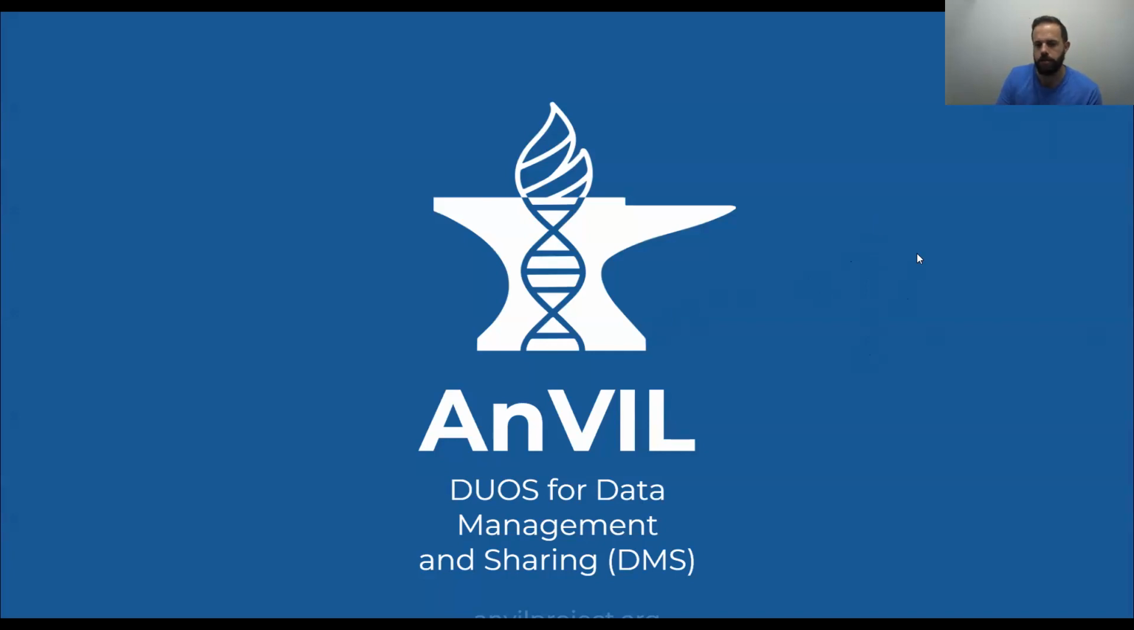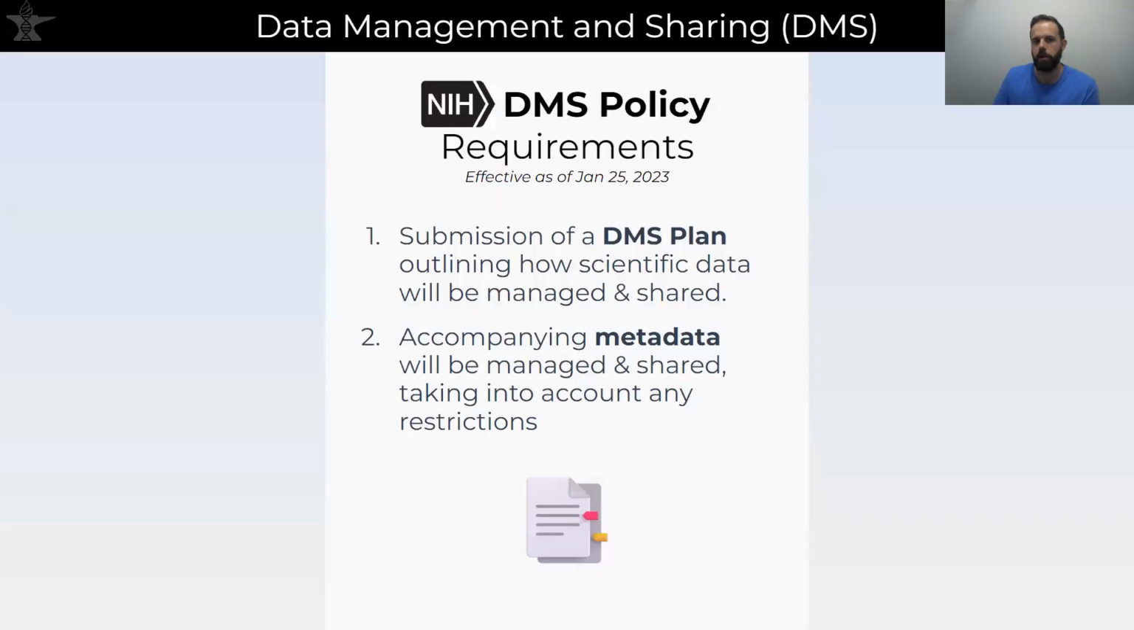So going in a little bit further, the NIH DMS policy, the data management and sharing policy, became effective on January 25th of 2023. Some key components of this policy and its requirements are that investigators are now required to submit a data management and sharing plan at proposal time that's reviewed as a part of the administrative review in the proposal process. And if the grant is awarded, it becomes a term and condition of the award.